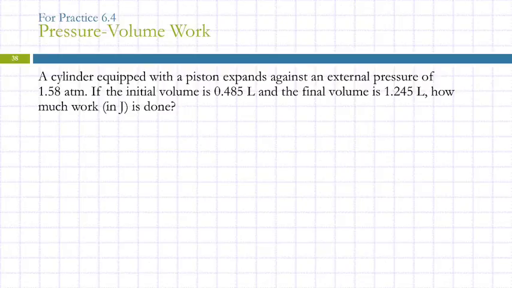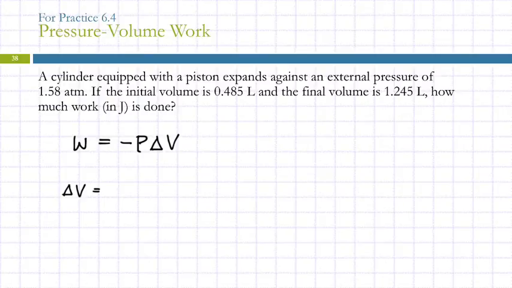A cylinder equipped with a piston expands against an external pressure of 1.58 atmospheres. If the initial volume is 0.485 liters and the final volume is 1.245 liters, how much work in joules is done? Well, we have our equation. Work equals negative pressure times change in volume. We are asked how much work is being done, so we need to find the pressure and the change in volume.